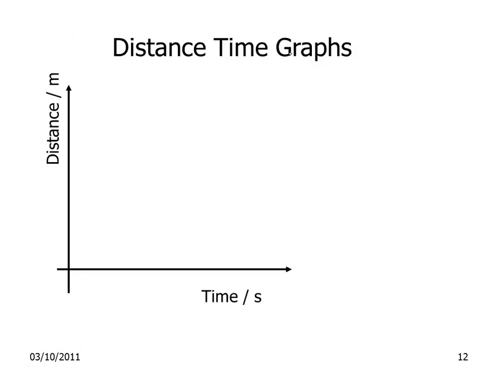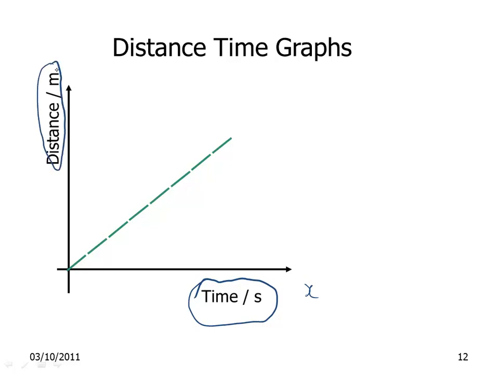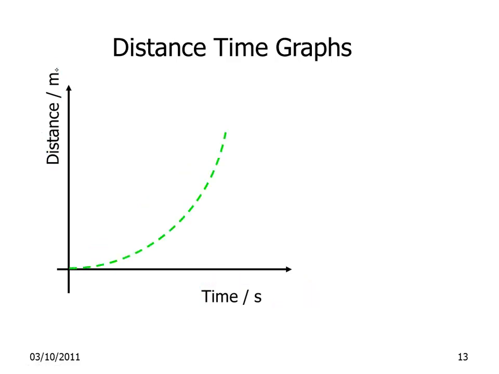Now this is what I wanted to cover today, which is distance time graphs. A distance time graph is straightforward like this. We always have time on the x-axis for these graphs, and for this one we've got distance on the y-axis. If you have a distance time graph, you can see a few different things.